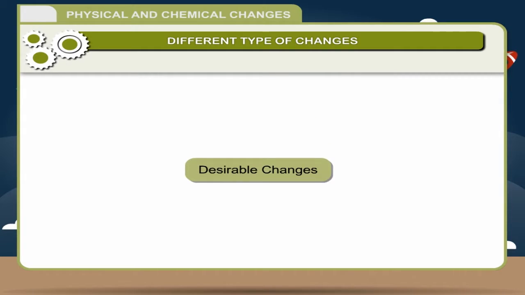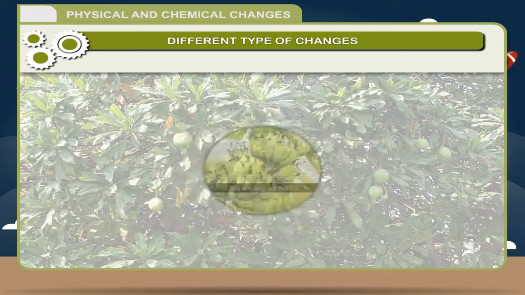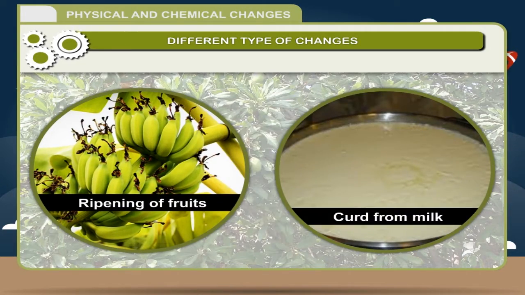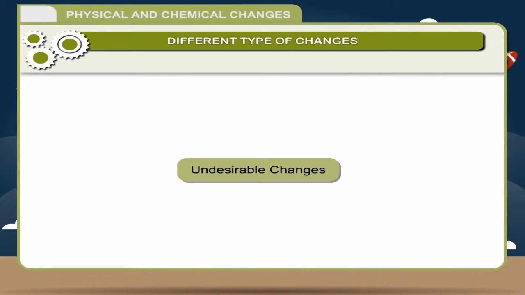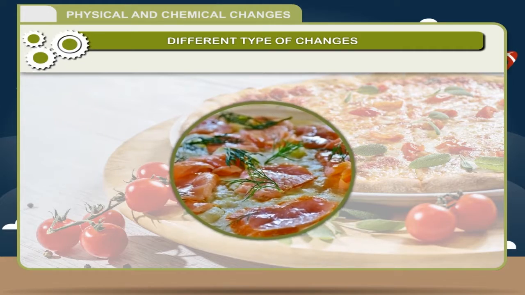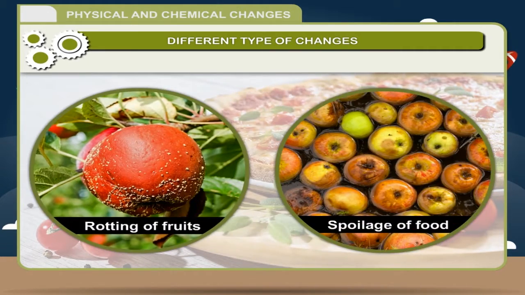Desirable changes. A useful change which is good for us, like ripening of fruits and formation of curd from milk. Undesirable changes. A harmful change which is not good for us, like rotting of fruits and spoilage of food.